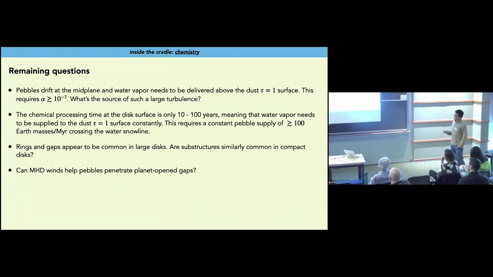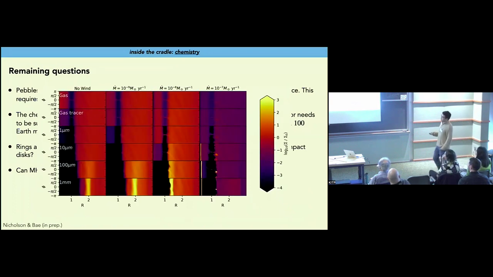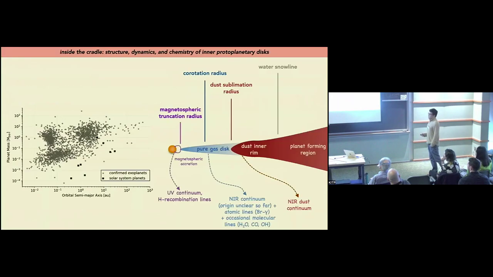The last one, I was going to talk a little bit about MHD wind, but basically what I was going to tell you is that MHD winds can help icy pebbles penetrate planet-opened gaps, from the work of my student. With that, I can also write a bunch of questions, but let me just show one question mark. How do we connect these things, observed planets and protoplanetary disks? With that, I will stop here and take any questions. Thank you.